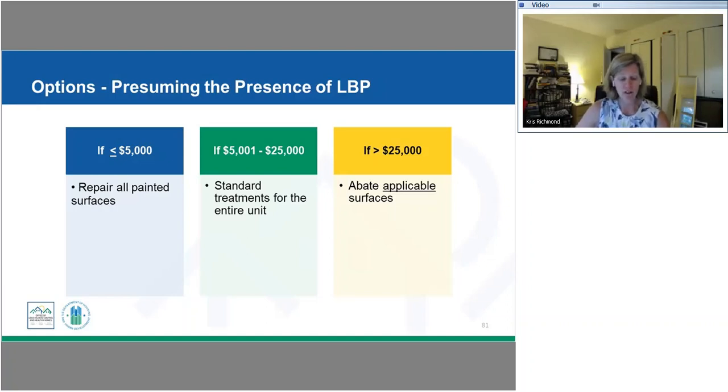So these are, in addition to surfaces being disturbed, deteriorated surfaces, friction and impact surfaces, chewable surfaces, and bare soil. And then again, we need to make sure that the unit is passing clearance after the abatement is conducted.